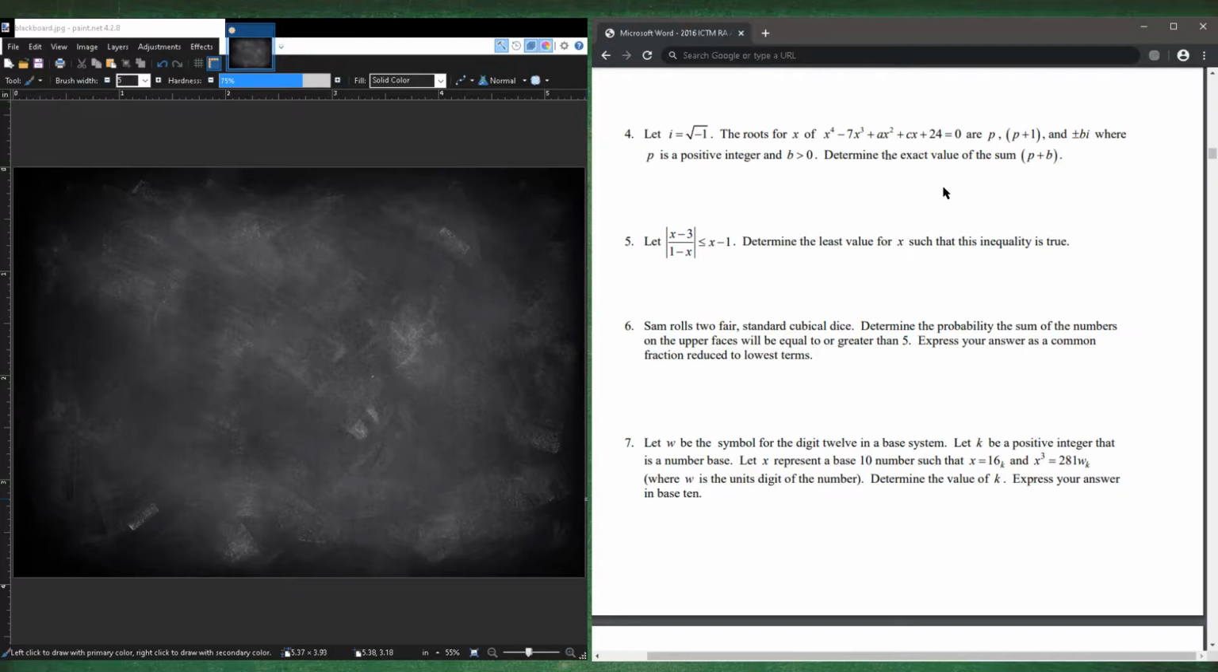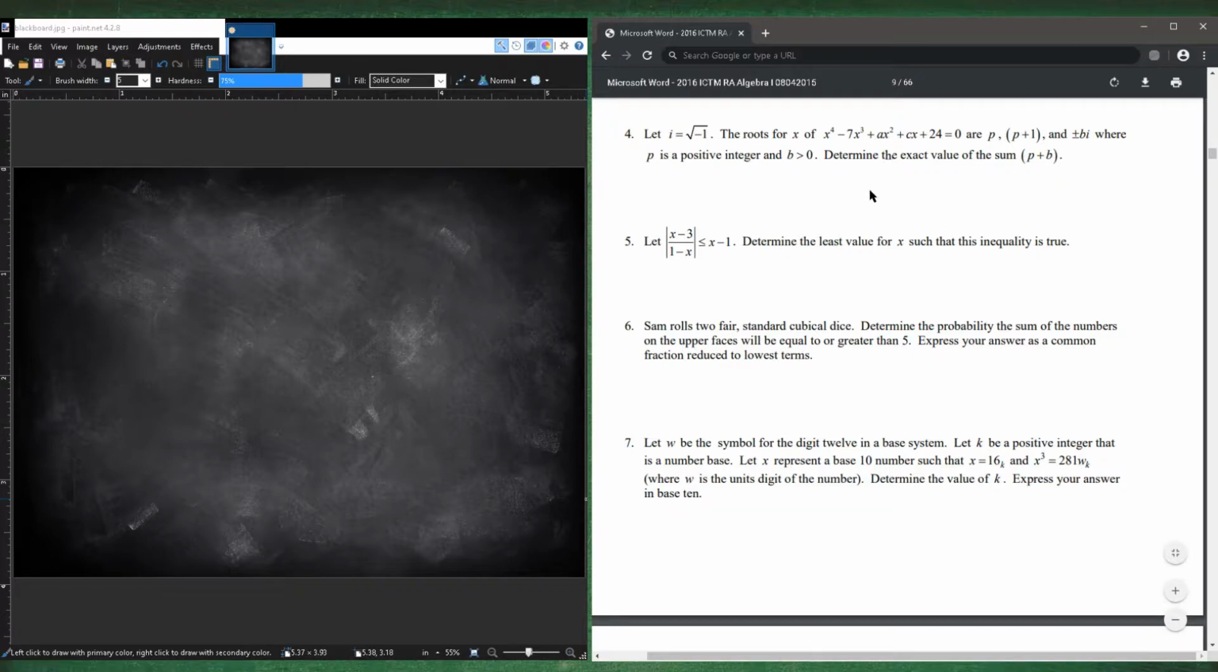So number 4, the roots of x to the power 4 minus 7x cubed plus x times (x squared plus cx plus 24) equals 0 are p, p plus 1, and plus or minus bi, where they're imaginary and b is greater than 0. Determine the exact length of p plus b.